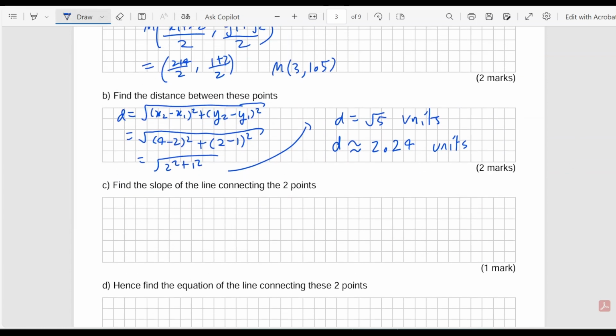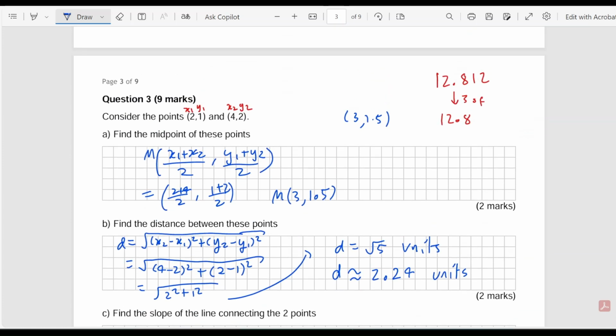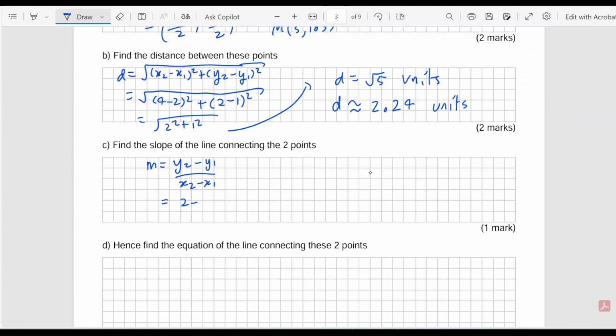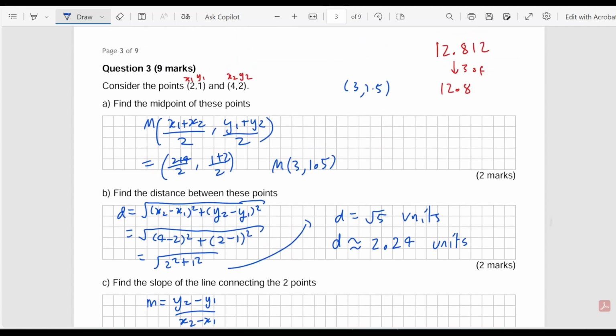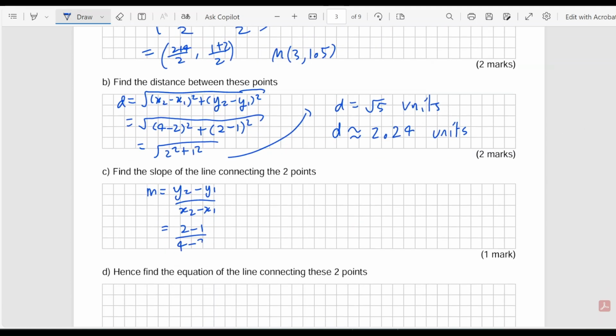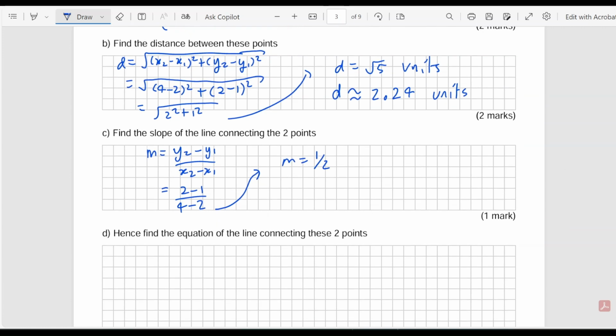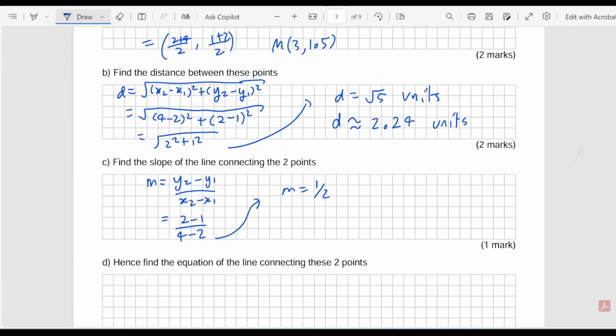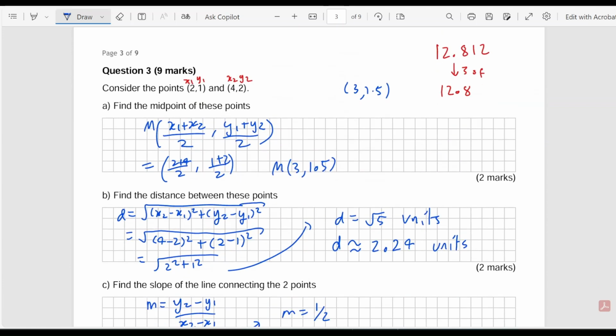So this slope has a formula as well. It is y2 take y1 over x2 take x1. So our y values were 2 and 1. And then the x values were 4 and 2. So you get 1 over 2 for the slope. All right, hence find the equation of the line connecting these 2 points.